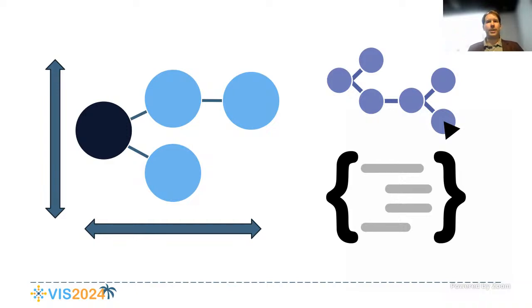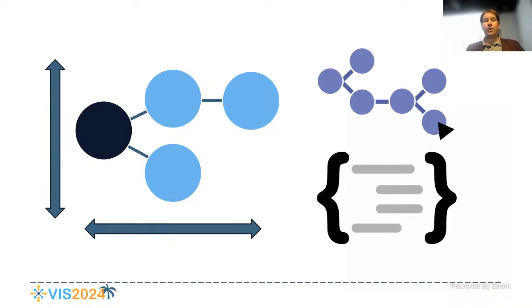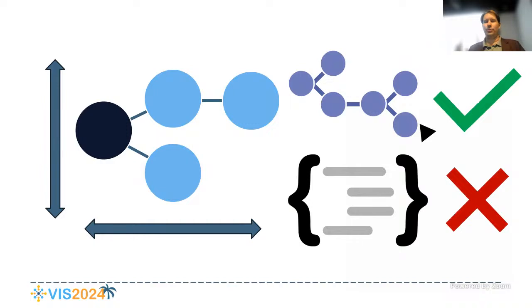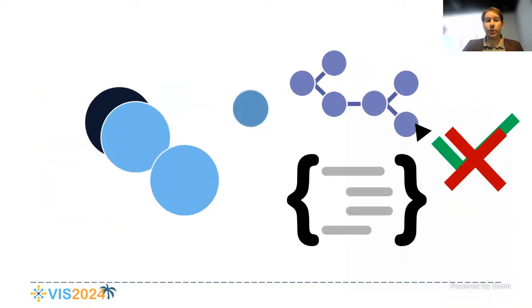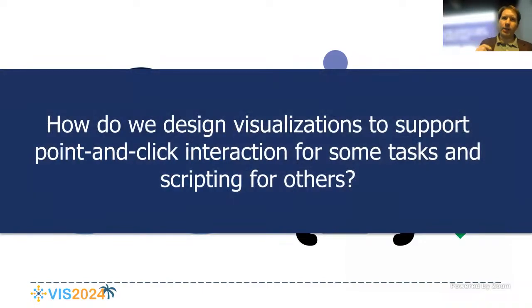We could, of course, write a script that will tell us things about how nodes relate to each other in our tree. However, it'll probably just be a lot easier, because we're doing this very frequently, to just throw it into a visualization and pan and zoom over our visualization, look at the nodes individually. Now, this kind of poses a question. With all of the freedom that we're given in our Jupyter notebooks, how do we as visualization designers support both this point and click interaction for some tasks and scripting for others?